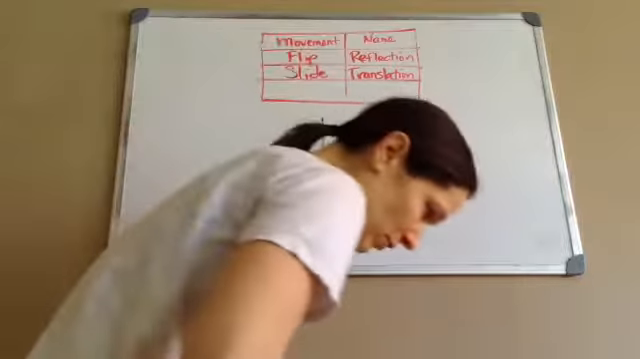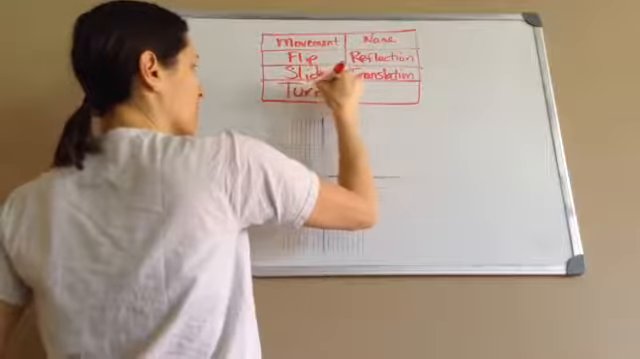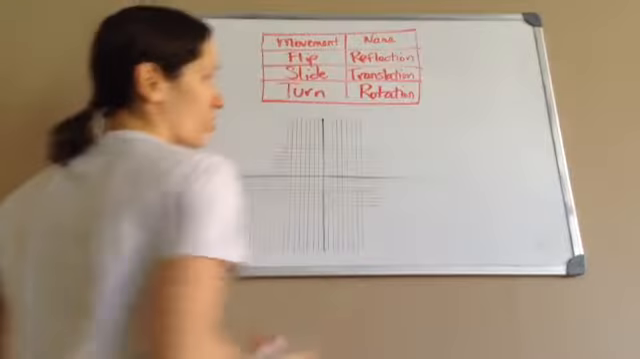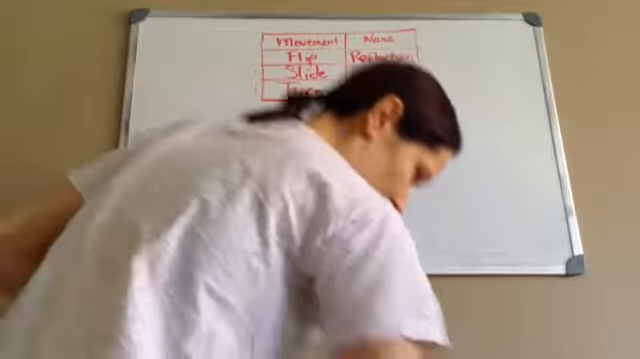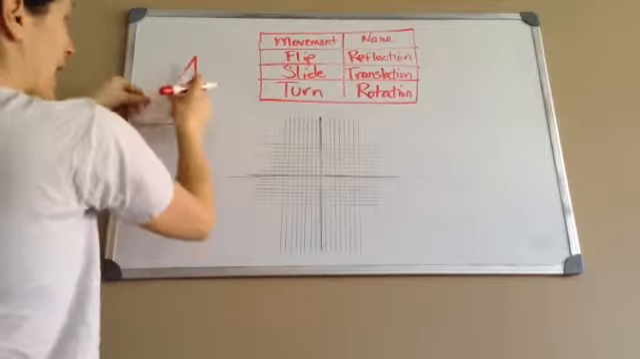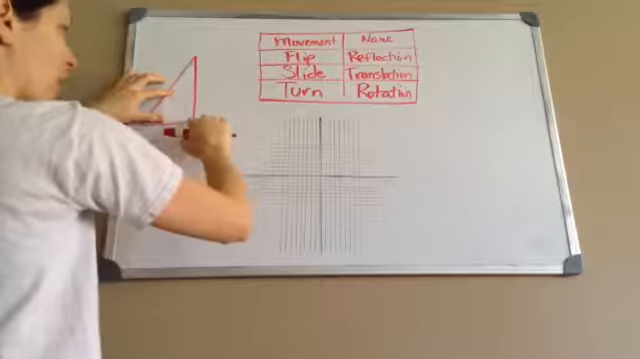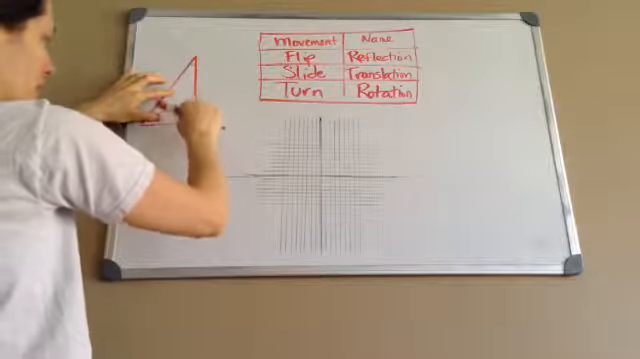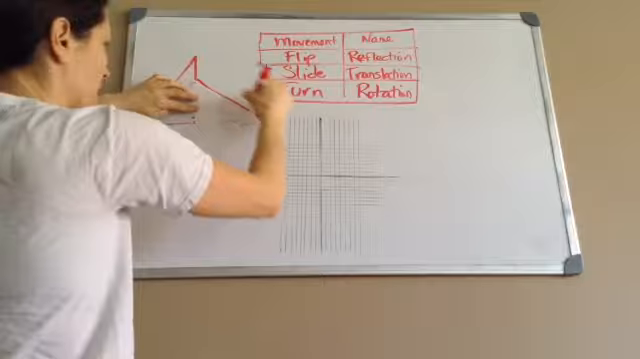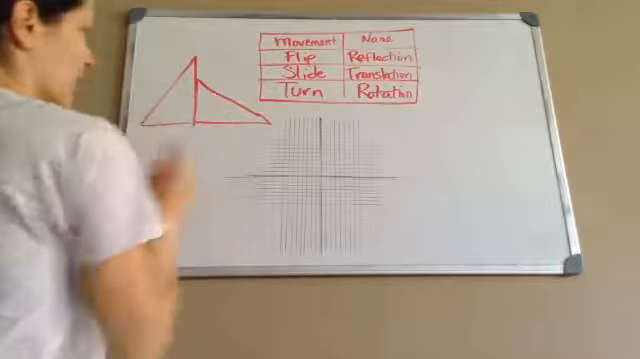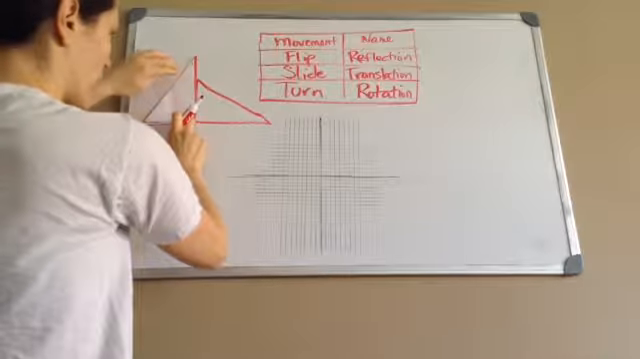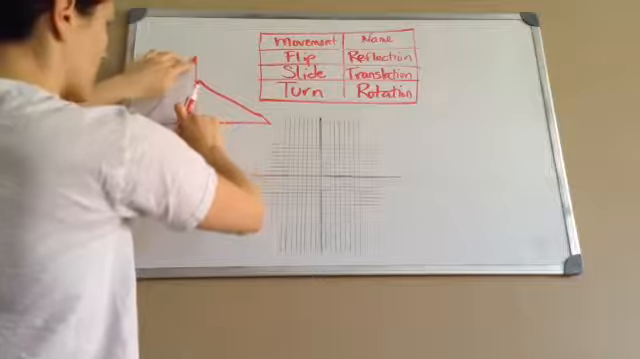The last one is if we turn it, and that is called a rotation. That one makes sense as well. For example, if I have a triangle here and I turn or rotate it, you have to hold the spot right here and turn it. So then it would be this. A turn: you hold the middle part of wherever you're turning. That's a turn, that's a turn.